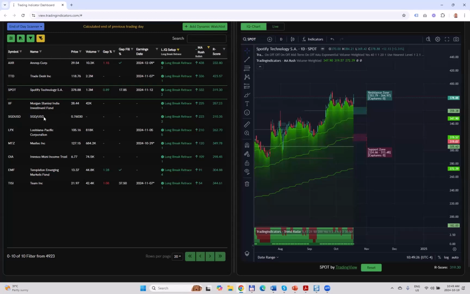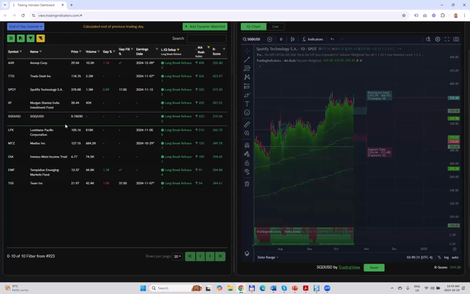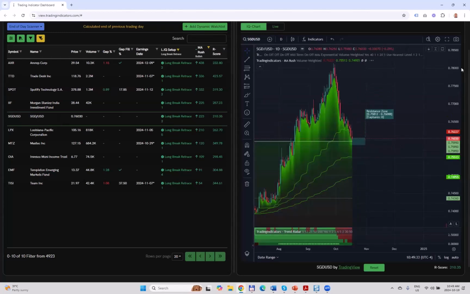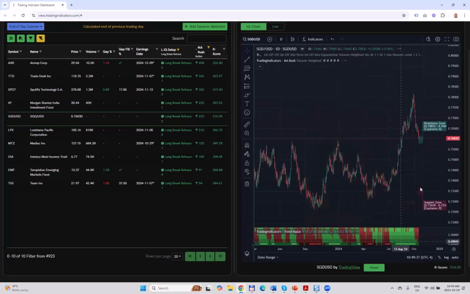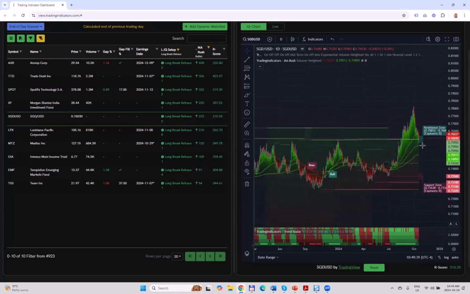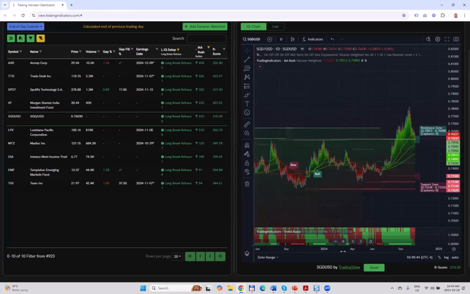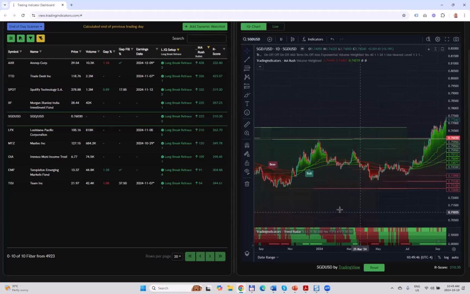Let's look at this one down here. Singapore dollar and US dollar, the currency pair. We had one guy from Singapore here. All right, let's see what's going on here. FX pairs are, at least in my opinion, very hard to trade. But look at this beautiful technical setup here.